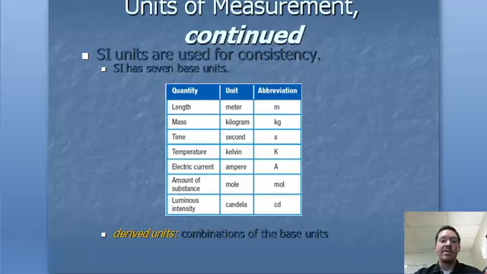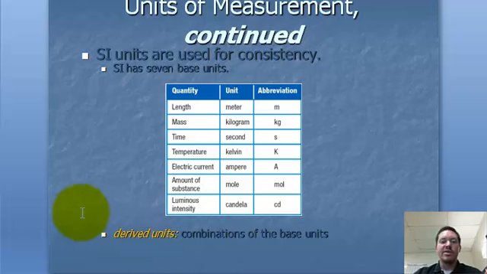We have 7 base units. For length, we use the meter. Mass is typically kilogram. In chemistry, this first semester we'll probably use the gram, so we'll use 1,000 less a kilogram. Time is measured in seconds. Temperature in kelvins. More often than not, we'll actually use Celsius instead of Kelvin. And these last 3 we probably won't worry about, but electric current, the amount of substance, and luminous intensity are also base units. But we're not going to worry about those last 3.